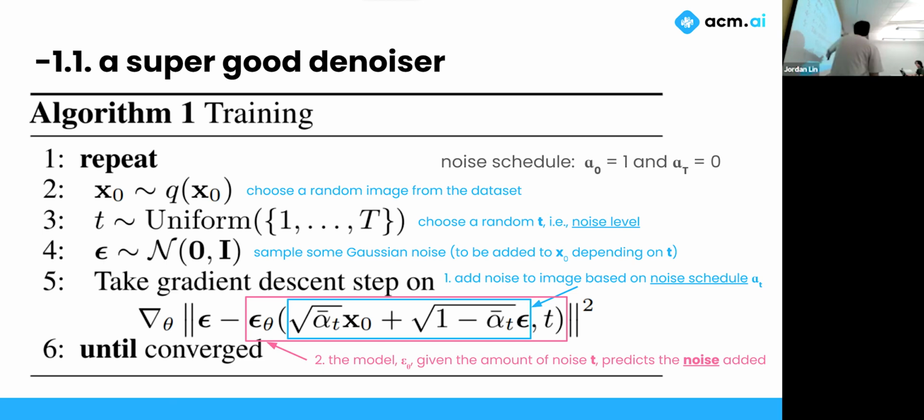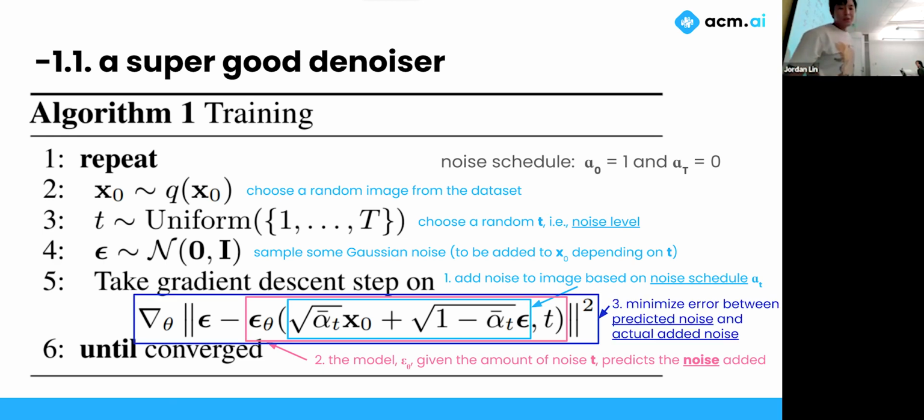The second part, the model, epsilon theta, and whenever you see theta in papers, that usually means it's a trainable model. Our model, given the amount of noise t, so it's being told how much noise we're adding, predicts the noise that was added to X. That's very important. We're not predicting the image directly. We're predicting the noise, and there's an explanation for that I'll get into. And afterwards, we minimize the error between our predicted noise and the actual added noise.